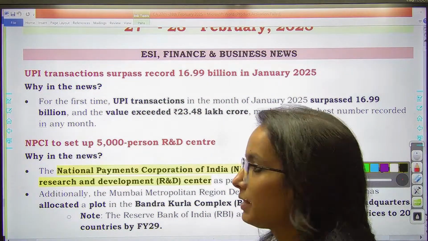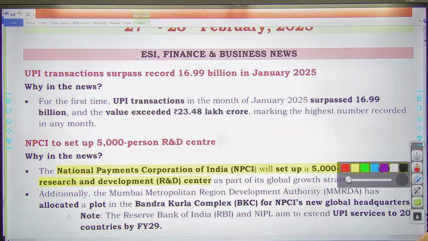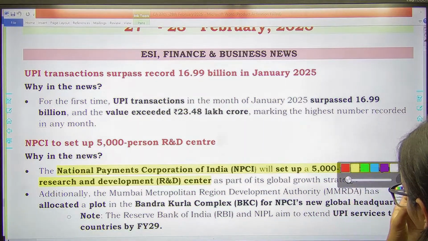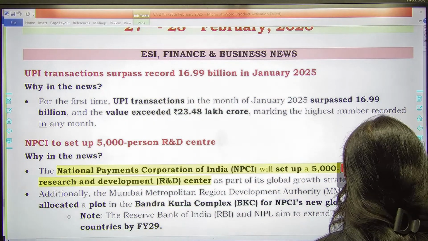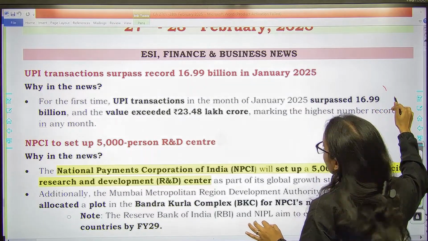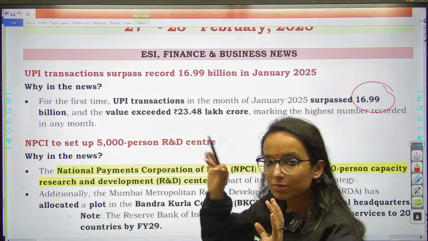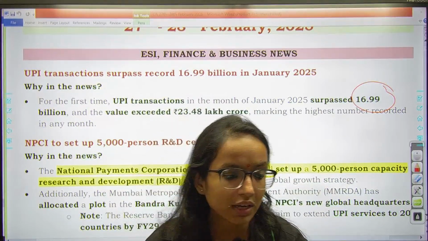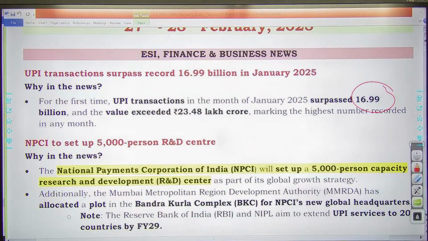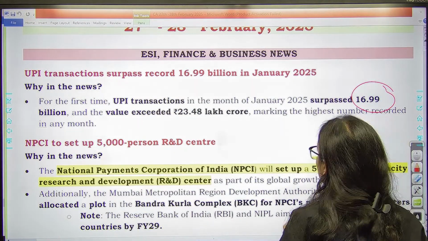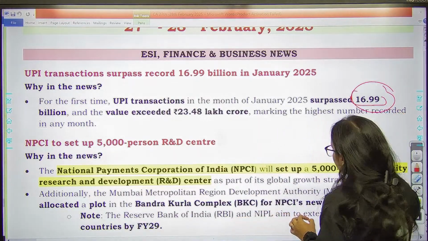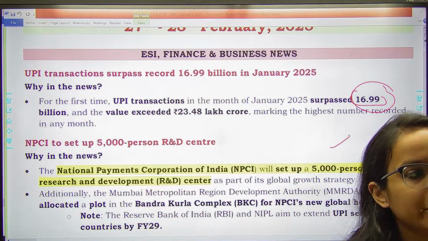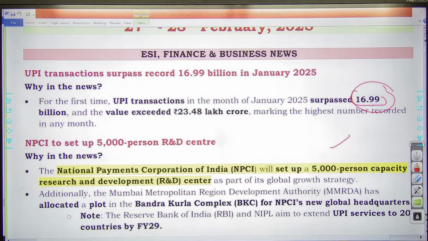So first category, ESI Finance News, UPI transaction, you see, this is important. In the month of January 2025, surpassed 16.99 billion, maximum so far. Last kya tha, if I remember, 16.73 something, right, in 2024. So UPI transactions have surpassed the record. They have created a new record, 16.99 billion. Remember this thing, 16.99 billion.